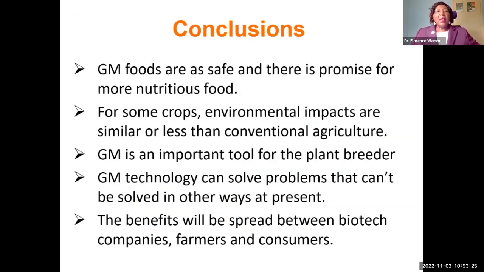Next, please. My conclusions are not conclusions, they are discussion points. Let me say, genetically modified foods are safe, and there's a promise for more nutritious foods. I'm saying this from the knowledge that in the 20 years since commercialization and eating of GM crops started, there has not been one shred of evidence that the food has done damage to humans or the environment. All the proof has been to the opposite: that they have brought less pesticide use, a better environment, and provided more nutrition. Of course, that doesn't mean there are no controversies.